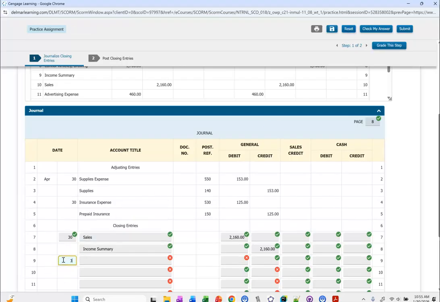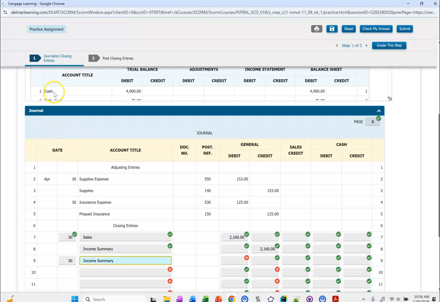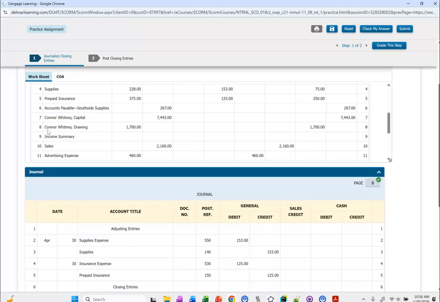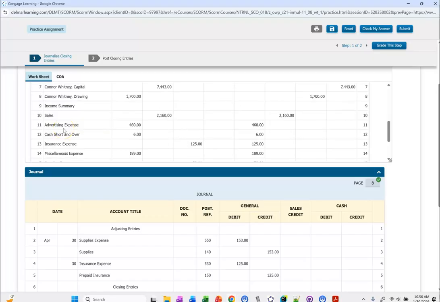Again, my date, everything is going to be the 30th, the last day of the month. The next one is, the title is income summary. And the entries under income summary are going to be all the expenses from my worksheet above. So if I go down here, my advertising expense is my first expense. So I'm just going to start by typing in these account titles, and then we'll worry about adding in the numbers afterwards.